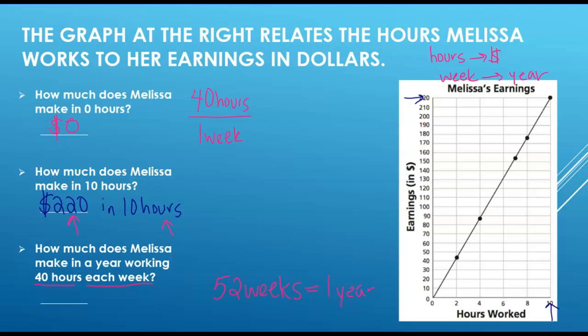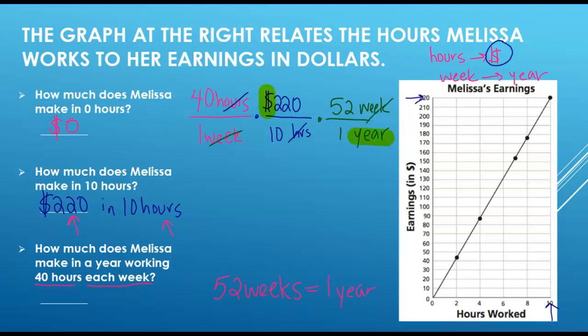I'm going to change the hours to money first. So if I want my hours to go away, I know that in 10 hours she makes $220. And we know 52 weeks are in 1 year, weeks on the bottom, so weeks on top, 52 weeks, 1 year. So the hours cancel, the weeks cancel, and then we are left with money per year, just like how much money in a year we're looking for.